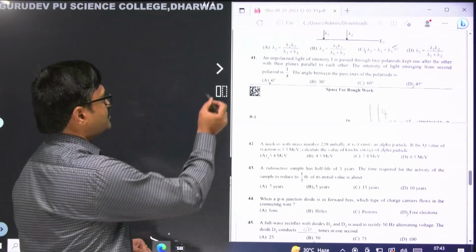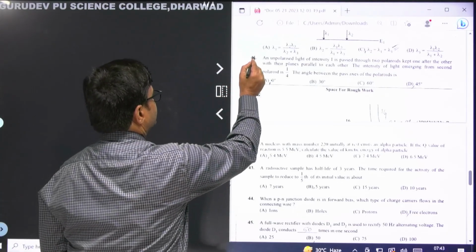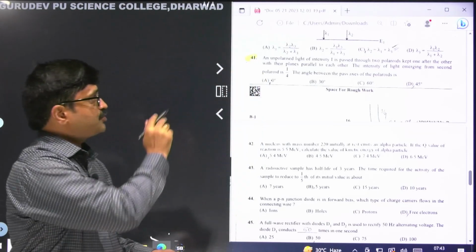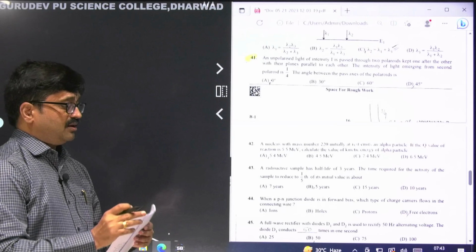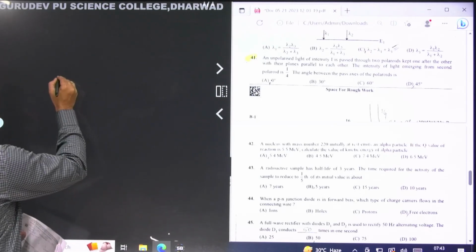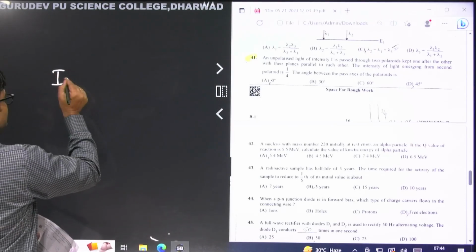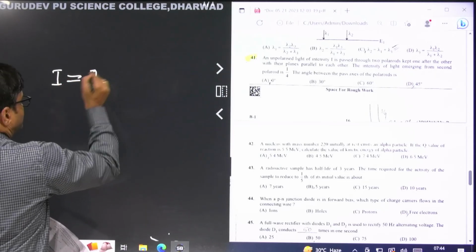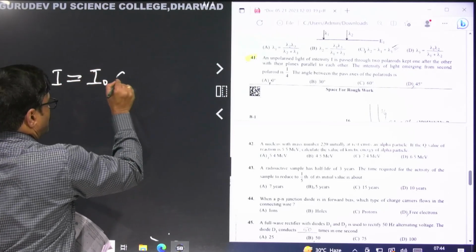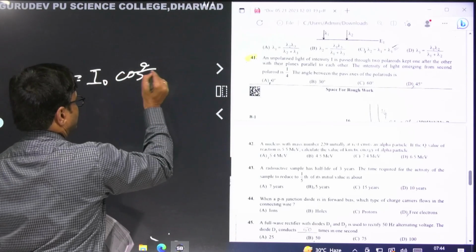Now if you observe here, the 41st question talks about Malus law. According to Malus law, I can write the expression as I is equal to I naught into cos square theta by 2.